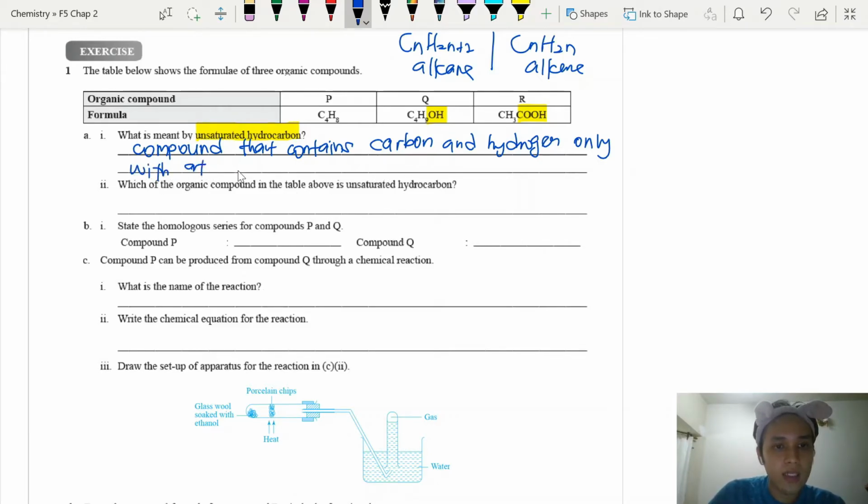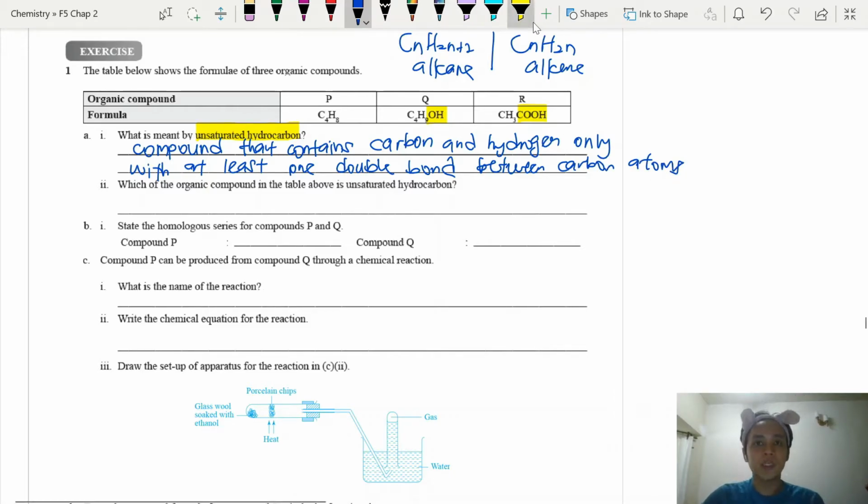With at least one double bond between carbon atoms. The important thing is that you must have this: contains carbon and hydrogen only. It is better to put the word "only" in your answer, and then with at least one double bond. You must have these two key points in your sentence.